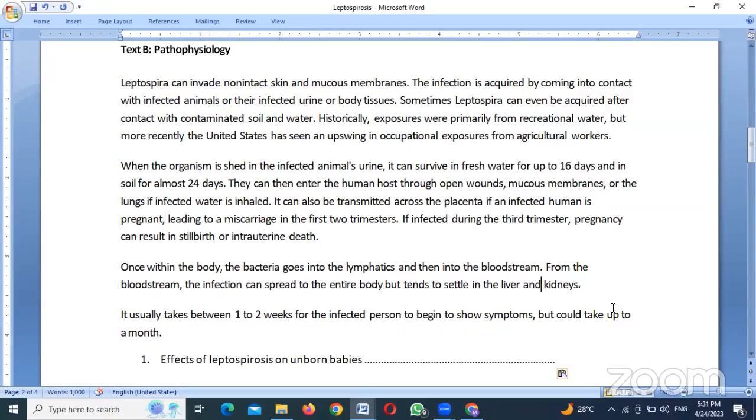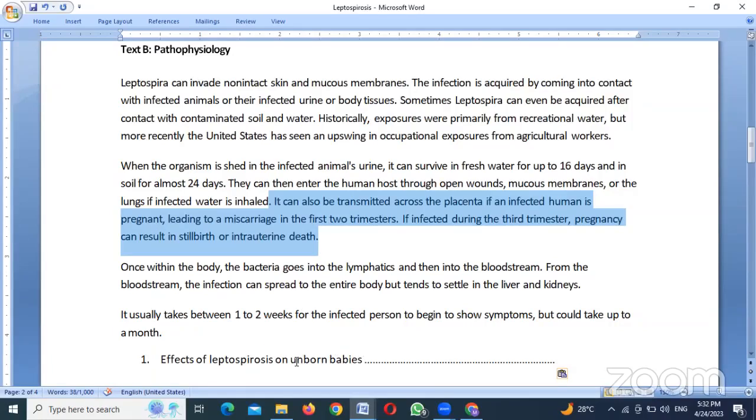Here, it can also be transmitted. Second paragraph, sir. It can also transmit across the placenta of an infected human due to the pregnancy. Yes, here it is. Okay. Leading to miscarriage in the first 2 trimesters, and during the 3rd trimester, pregnancy can result in stillbirth or intrauterine death. Okay. Yes, so effect of leptospirosis on unborn babies.